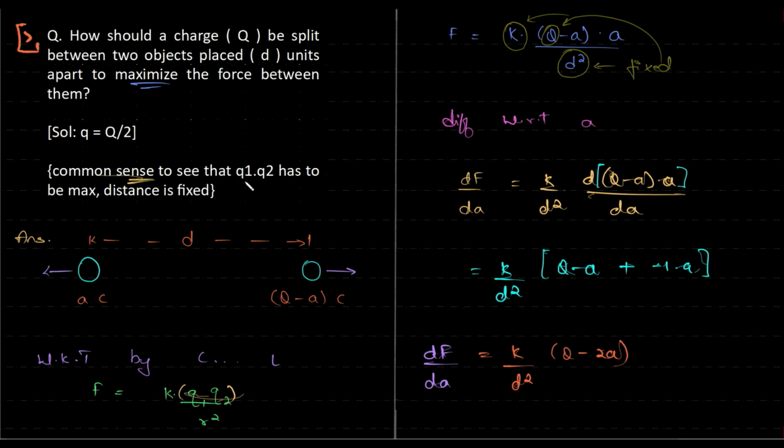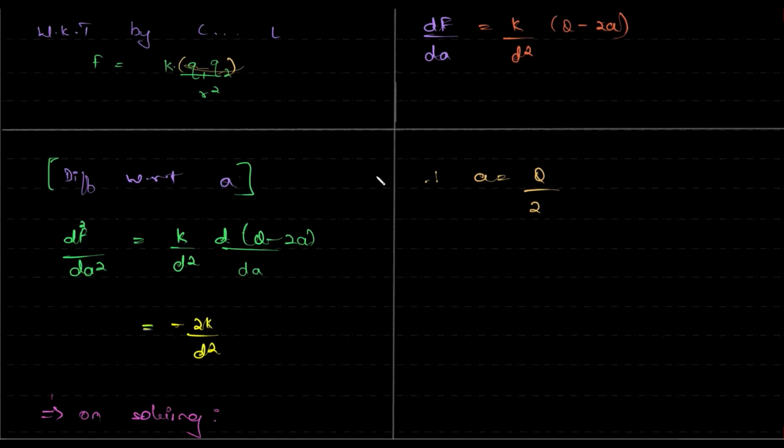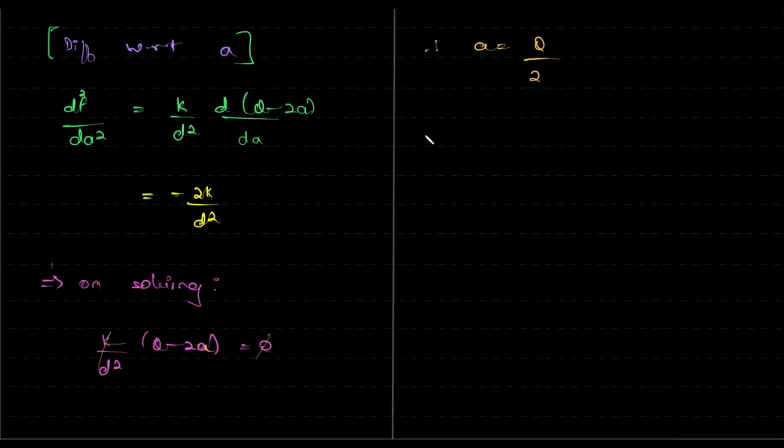The common sense tells that q1, q2 has to be maximum while the distance is fixed, because k is constant. So q1, q2 and r are the only variables. So r is also fixed in this case, so it has to be dependent on q1, q2. When will this product be maximum? When they are half and half, that is equal, basically q by 2 and q by 2. So how should a charge be split? We'll conclude that. Thus we need to divide the charge into two equal halves.